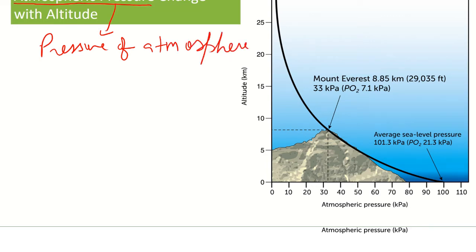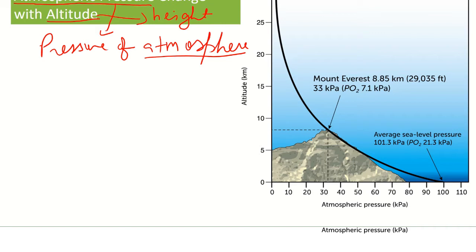We are not talking about the pressure of the gas in the cylinder. So this is the pressure of the atmosphere, change with altitude. Altitude means the height. Okay, this is the height from where? The height from the sea level.